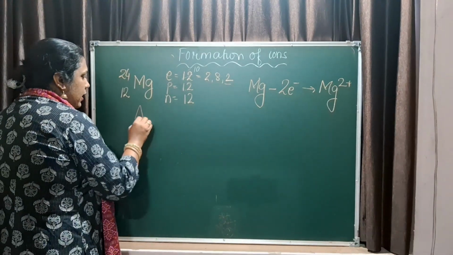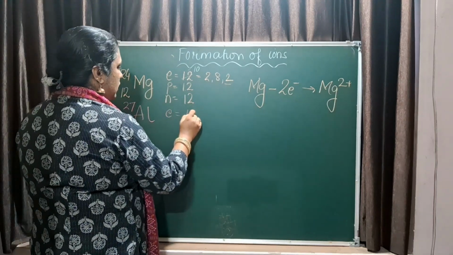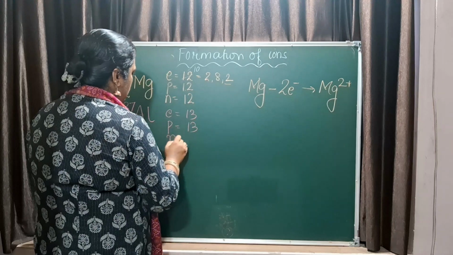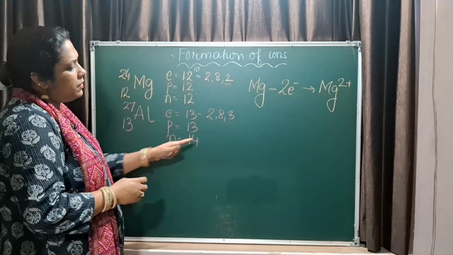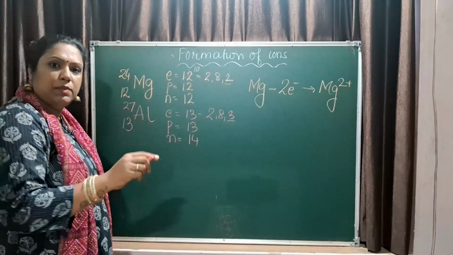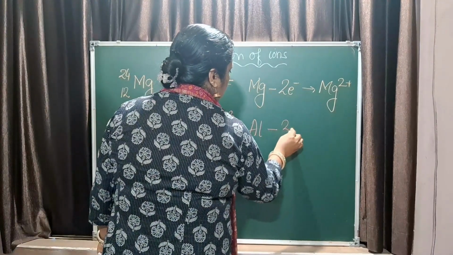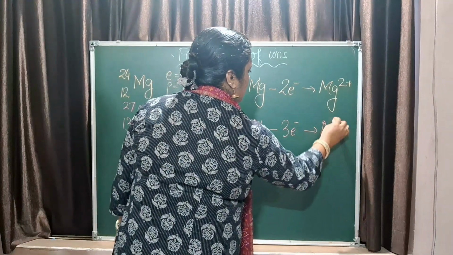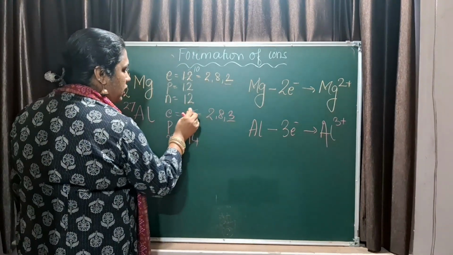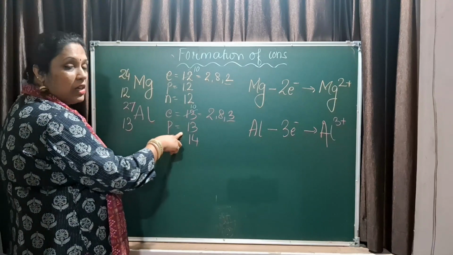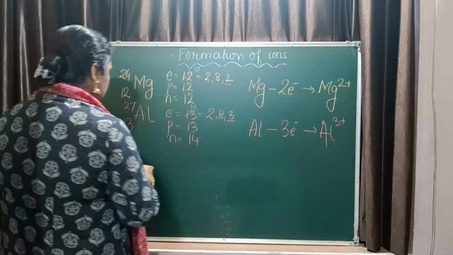Moving to the next, that is aluminium, 13, 27, electrons 13, protons 13, neutrons 14. 13 means 2, 8, 3. So aluminium has to lose 3 electrons to attain the stable electronic configuration of the neon noble gas. So aluminium loses 3 electrons to gain 3 positive charge. How 3 positive charge? 3 electrons are lost. 13 minus 3 is 10. 10 electrons and 13 protons, 3 positive charges extra. So, 3 positive charge.